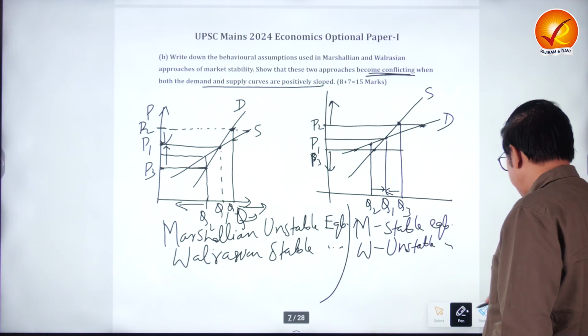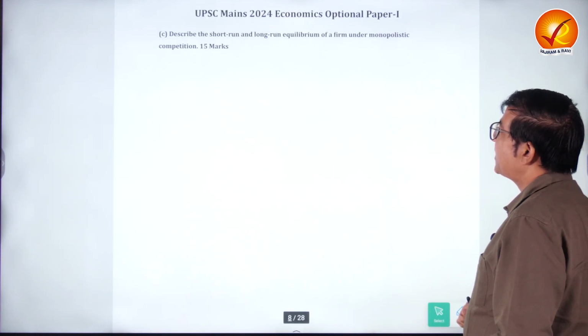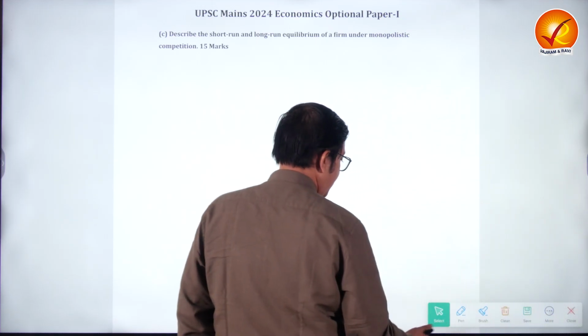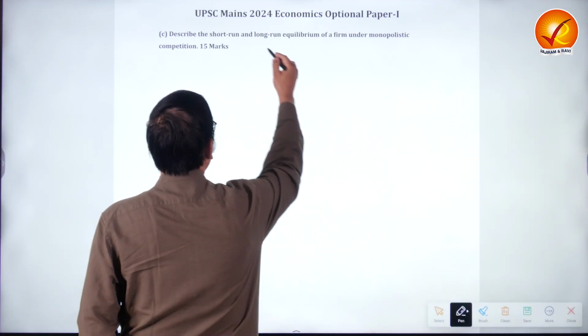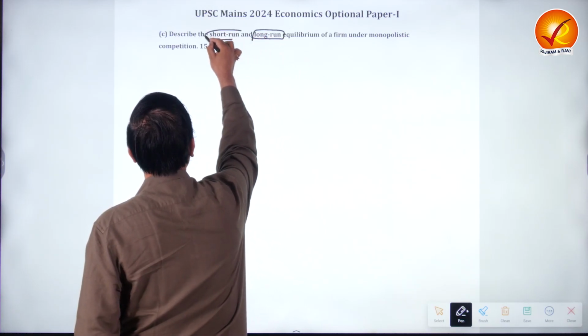Let's go further. The third part: describe the short run and long run equilibrium of a firm under monopolistic competition. It is a 15 marks question.